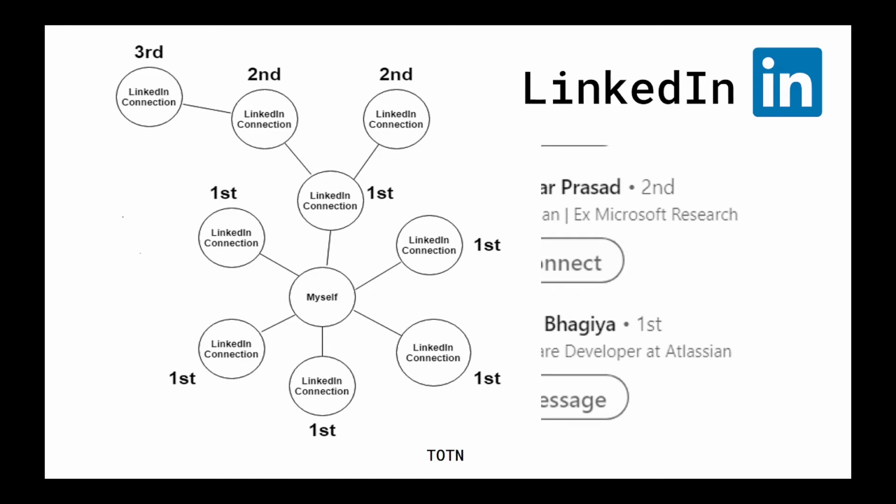Next, for the second degree connection, these will be the people who are connected to your first degree connections. You'll see a second degree icon next to their name, as you can see over here, and even if you go to their profile, you'll see this second mention in their profile. You can contact them through an in-mail or an introduction. For the third degree connection, these will be the people who are connected to your second degree connection. You'll see a third degree icon next to their name in the search result and on their profile as well. You can contact them through the in-mail feature only.